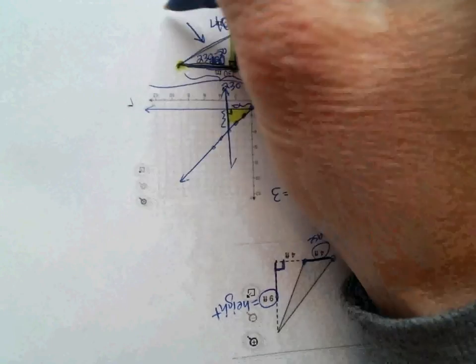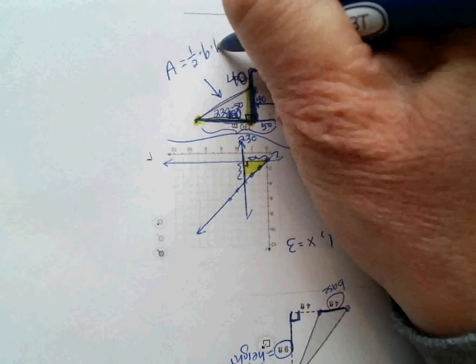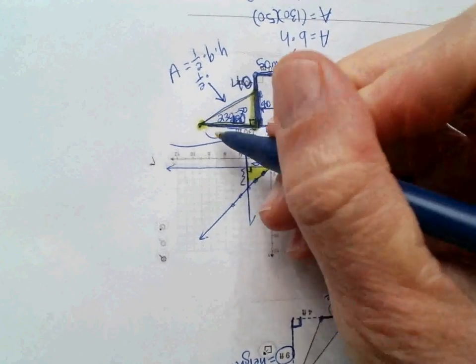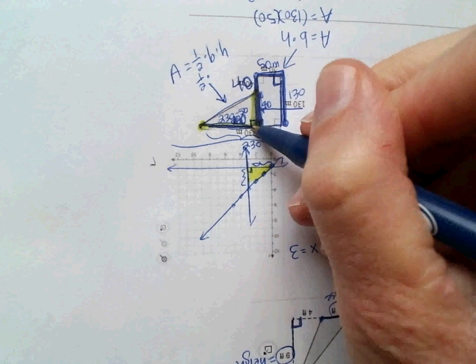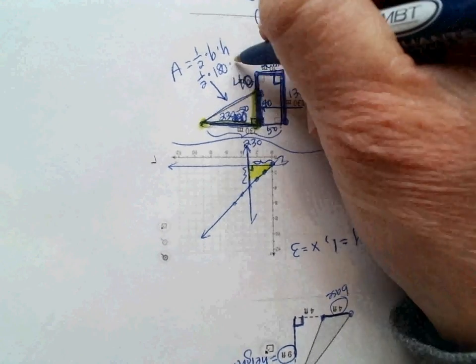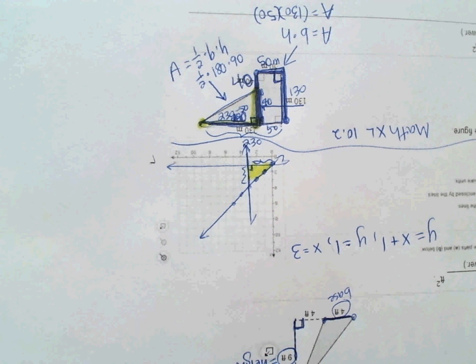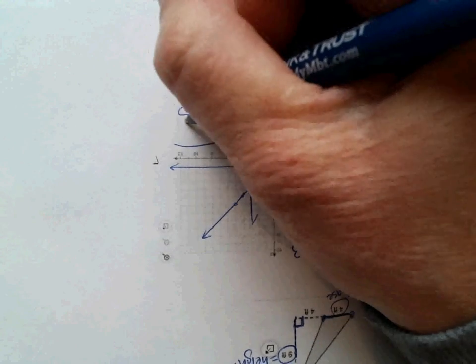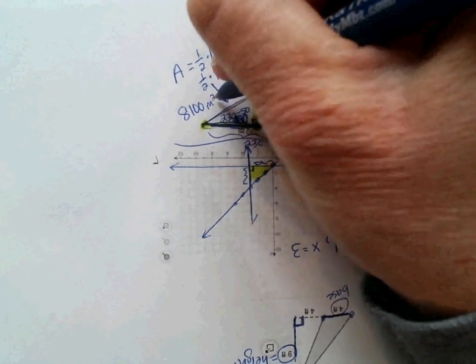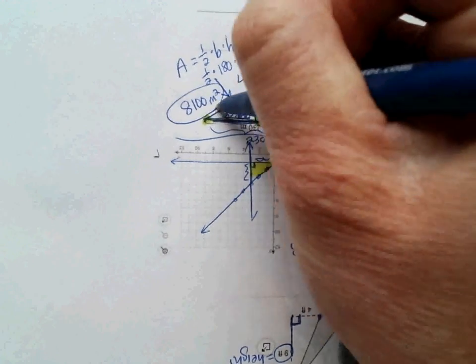All right, so now area of the triangle is 1/2 times base times height. So 1/2, the base was this bottom part, that was the 180, and the height of the triangle from here to here is 90. So half of 180 times 90, and remember you can use 0.5 if you can't type in 1/2. So that ends up being 8,100 meters squared. All right, so triangle is 8,100 square meters.